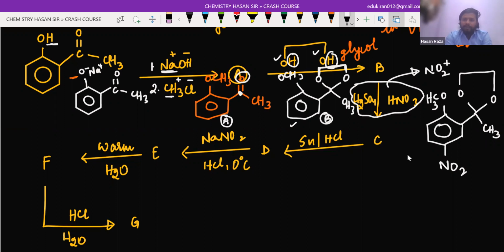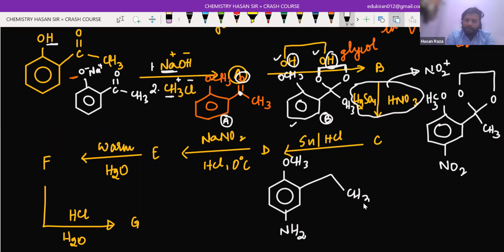And then you are going to treat this with Sn in the presence of HCl. That means a reduction of the nitro group to convert it into an amine. So you can see this NO2 will be converted into an amine like this. Aniline, you can call it this. But there is another group that is attached, OCH3. And this part is as it is, like this, O, O, and like this.